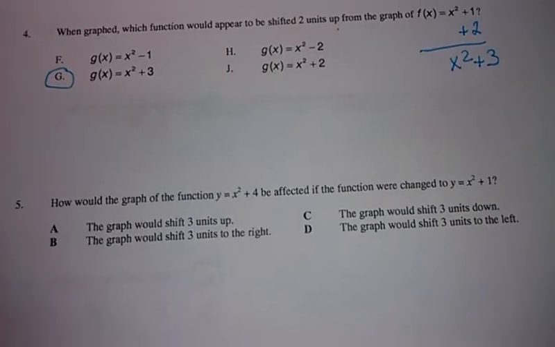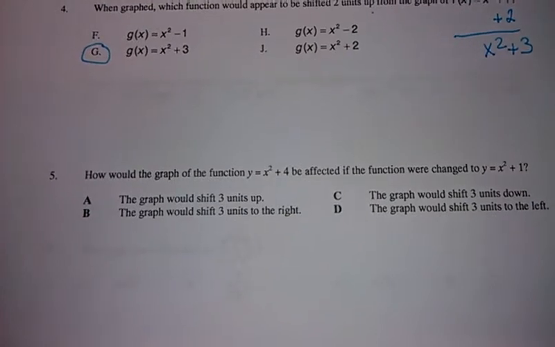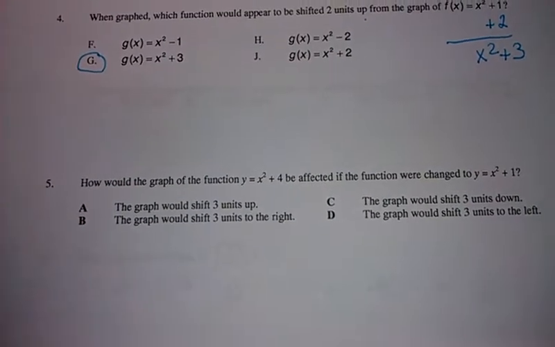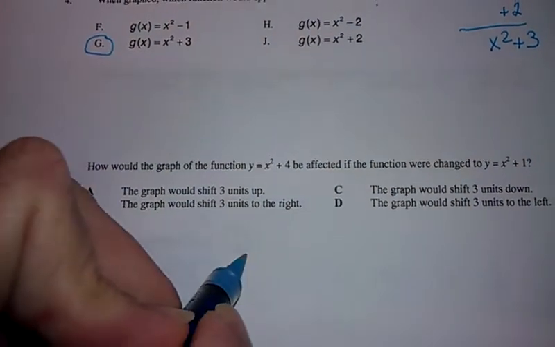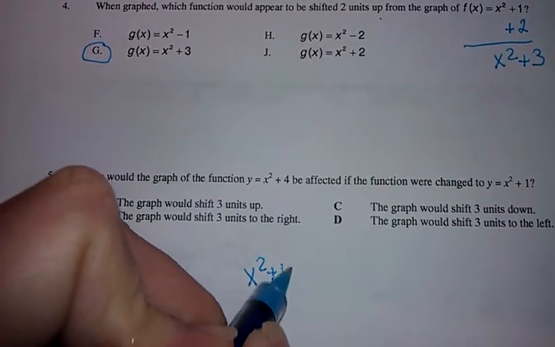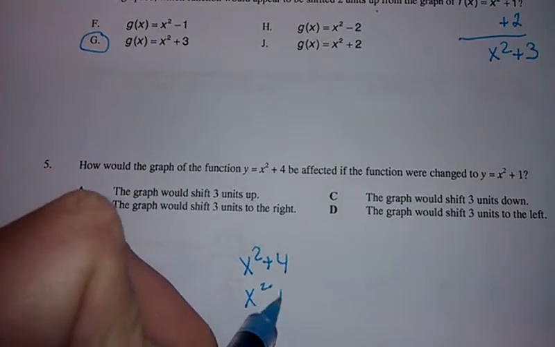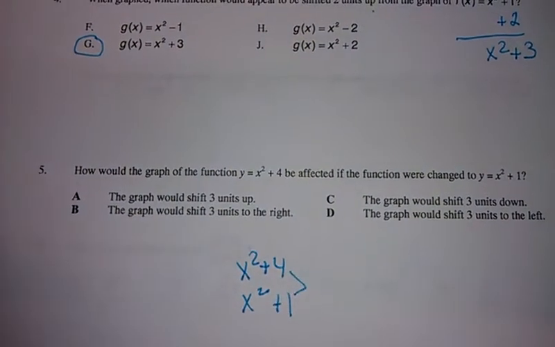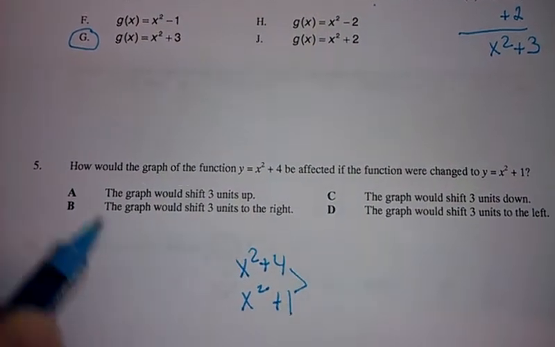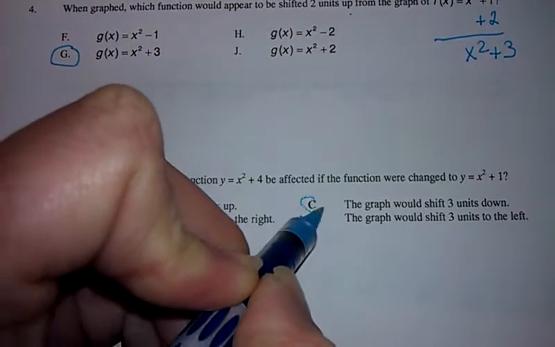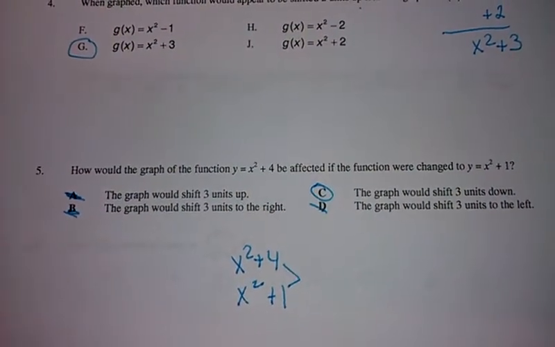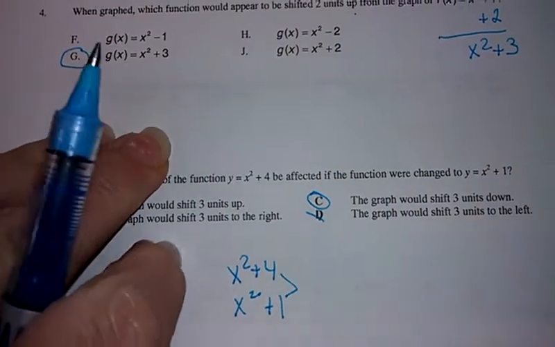Number 5, it says, how would the graph of the function y equals x squared plus 4 be affected if the function was changed to y equals x squared plus 1? Well, what happens when we go from x squared plus 4 to x squared plus 1? I'm going down from 4 to 1. So it's not this one, and it's not even these, left or right. It's letter C. I'm going to be shifted down because 4 minus 1 is 3.